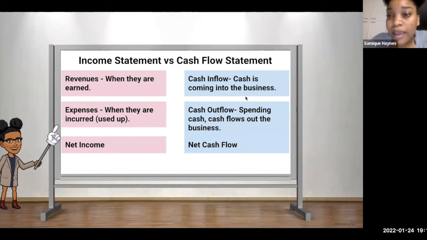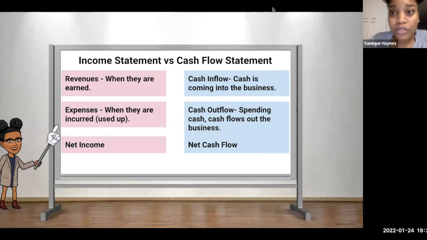So somebody says cash flow deals with when cash comes in and when we spend cash. That's right. So that's what the cash flow statement is dealing with, when cash comes in and when we spend cash. The income statement deals with revenues. That's when we earn income, when we've earned it, while we also deal with expenses in the income statement, and that's when we are using up something. We're using up something in order for us to earn revenues. So this slide really shows you the difference.